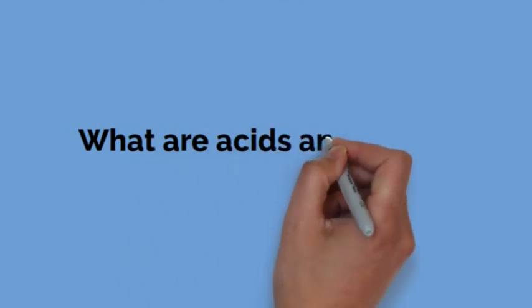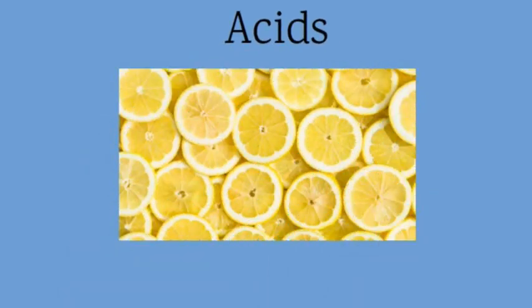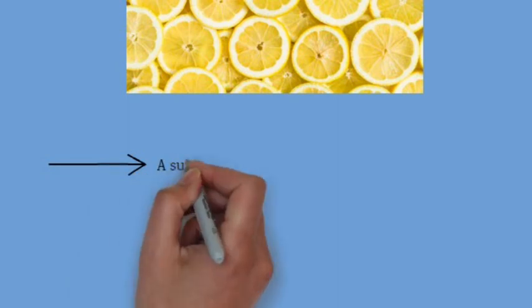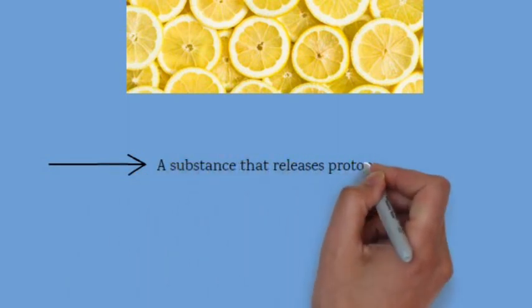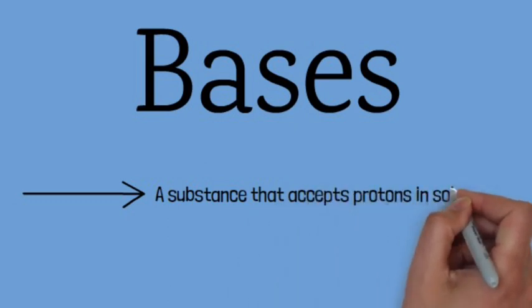So first of all, what are acids and bases? Well, when we think of acids, we typically think of sour foods such as lemons. But what really is an acid? It is a substance that releases protons in solution. And then what is a base? Well, they are substances that accept a proton in solution.